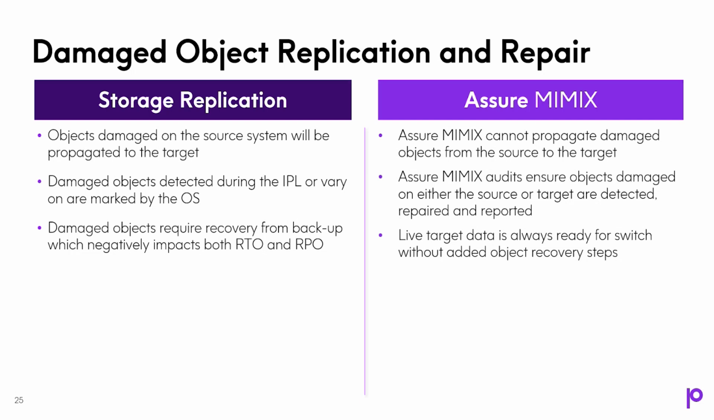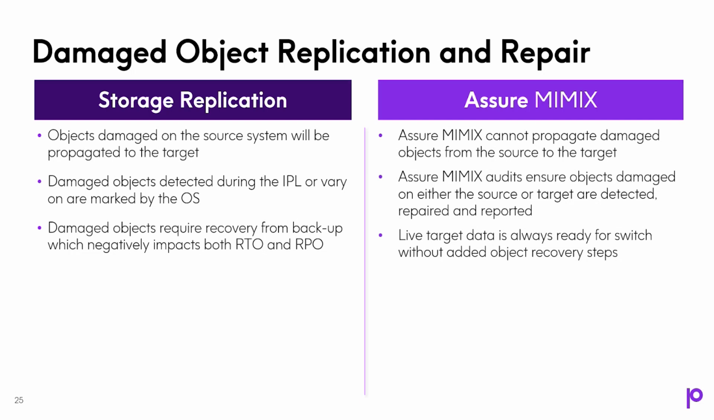So they typically require you to delete them and then go back to tape to recover them, which is going to take you time and elongate how long before the system is going to be ready. But with the logical replication solution, Mimics cannot propagate damaged objects from the source to the target system. It just isn't going to happen because by the nature of the replication solution, you're protected from that naturally.